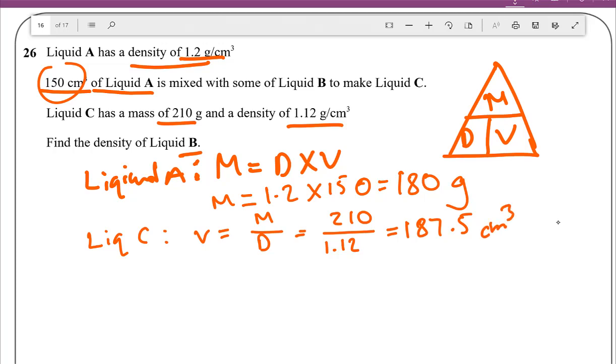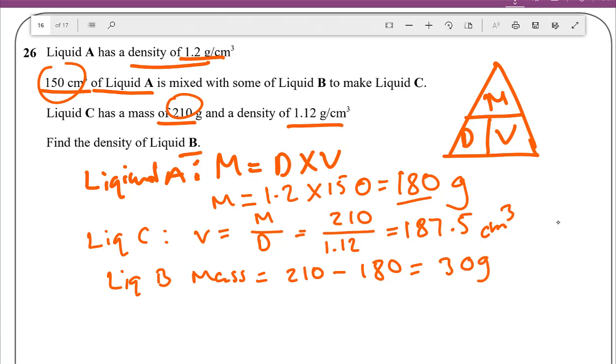Now let's work out what liquid B has. Find the density of liquid B. Now we know that liquid A is mixed with some of the liquid B to make the liquid C. Liquid C has a mass, which we worked out and used already. Now let's work out liquid B's mass. It's going to be the difference between the mass of C and the mass of A. So mass of C is 210 and mass of A we found out is 180. So 210 take away 180 grams, which is 30 grams. If you're not sure, use a calculator.